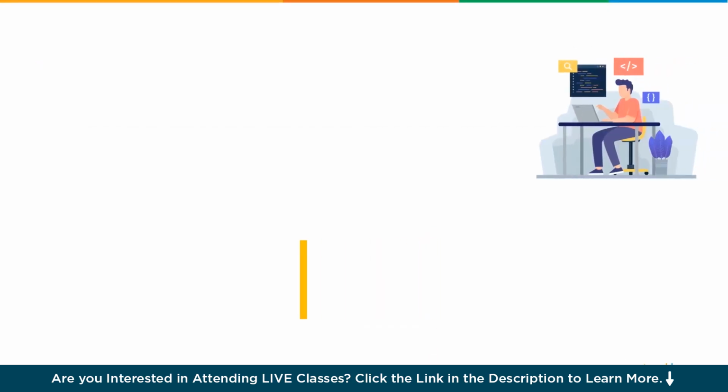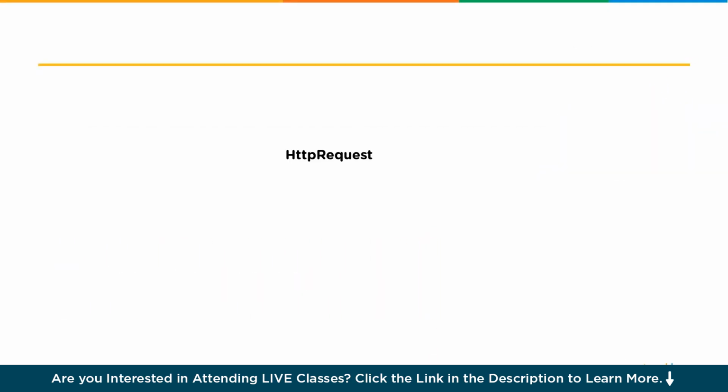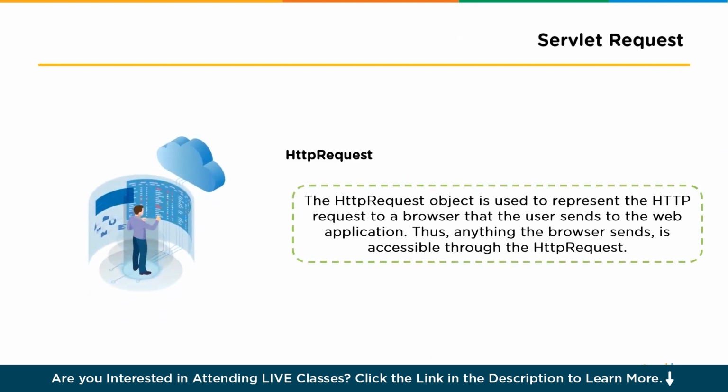So first we will deal with the request phase. In request we have various types. The first one is the HTTP request. The HTTP object is used to represent the HTTP request to a browser that the user sends to the web application. Thus, anything the browser sends is accessible through the HTTP request.